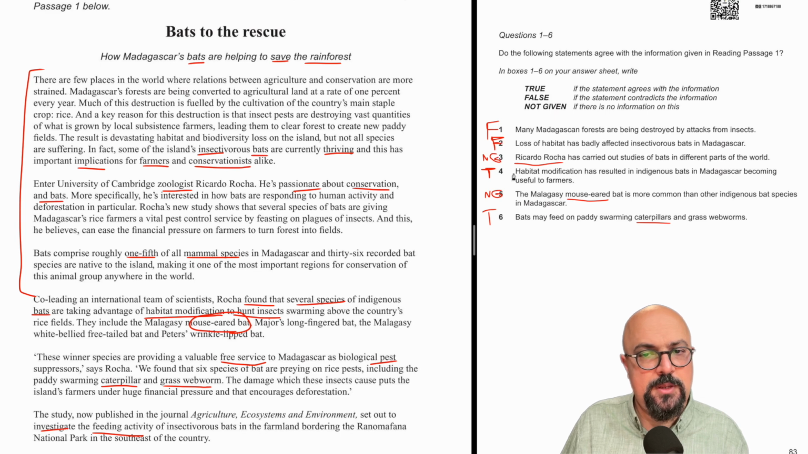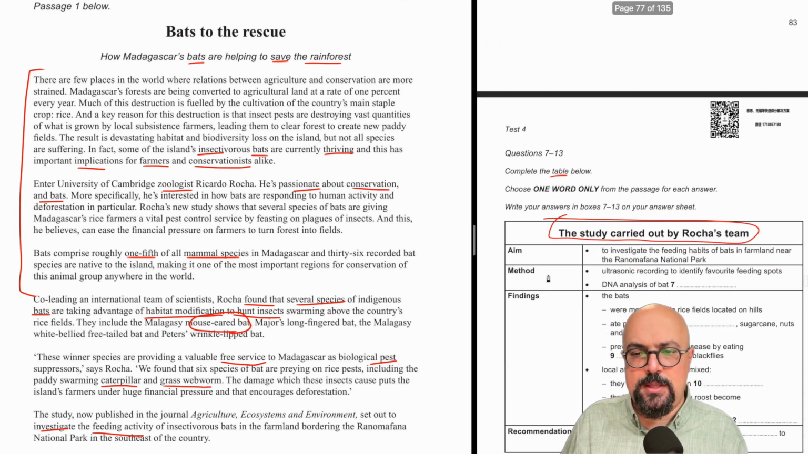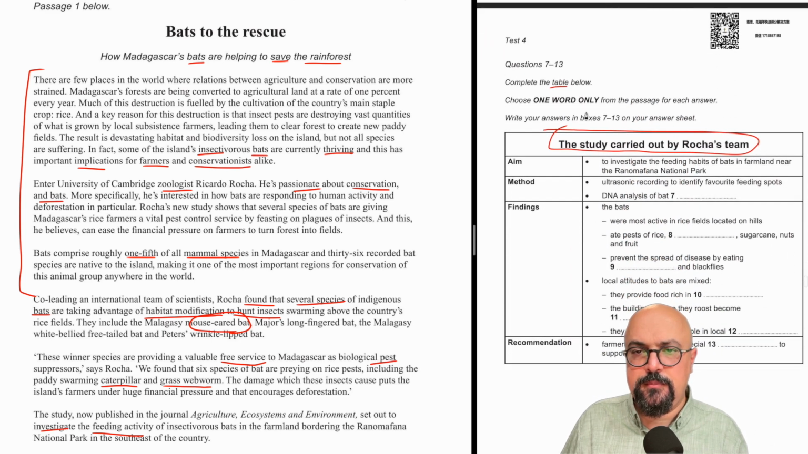It has to be between number 2 and 4. We know that he has done research, but there's no mention of where, like different parts of the world. We don't have this information, so not given. What next? Okay. No more than one word. So one word only. The study carried out by Rocha's team.